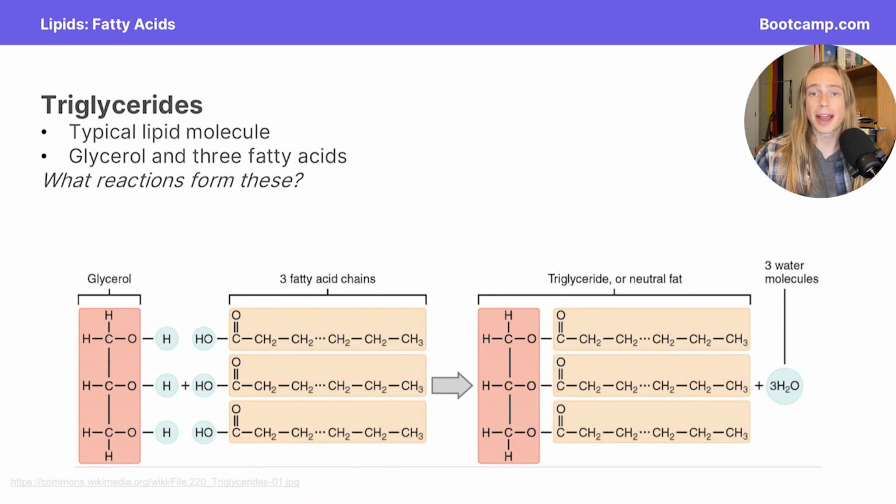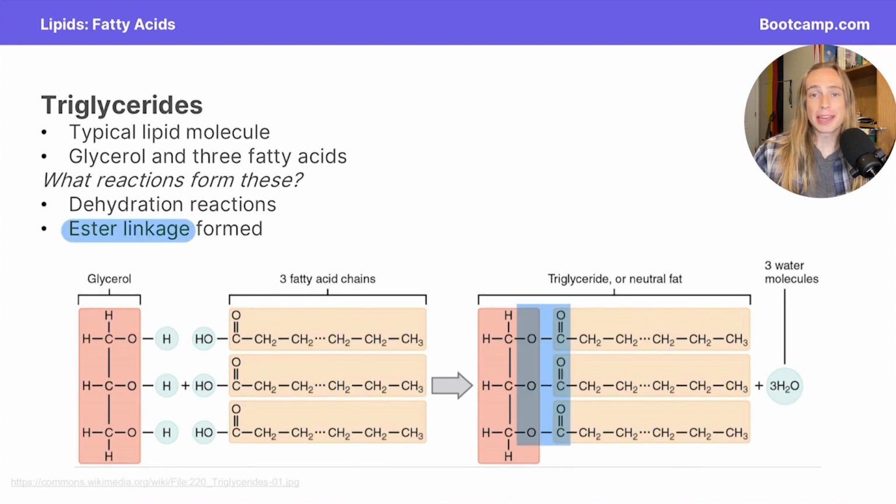So what type of reaction does this? And perfect, so hopefully you keyed in on the fact that water was a byproduct and that multiple subunits were combining into one. This makes this a dehydration reaction. During this reaction, we see that an ester linkage is formed between the glycerol and each of the three fatty acids. You might recall that this reaction is how polysaccharides are formed from monosaccharides and how amino acids come together to form a polypeptide chain.